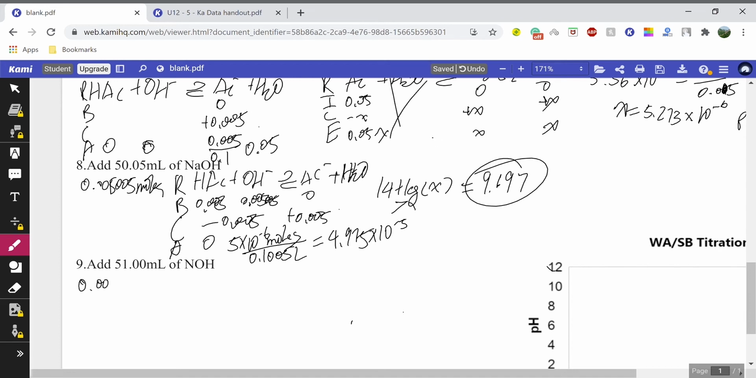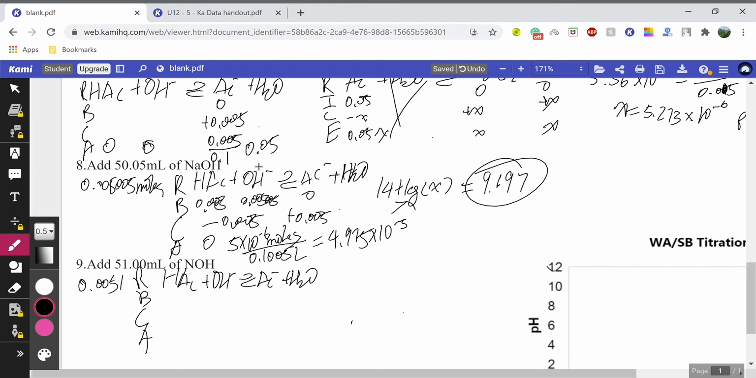Alright, finally, we have 51 milliliters. So this would be 0.0051 moles of base. HAc plus OH minus forms Ac minus plus H2O. And by the way, this step where you just take the moles of acid or base depending on what you're adding can only work when you have an excess of the base or acid you're adding. Otherwise, you're going to have to do the RICE chart or the HH equation using the acid and the conjugate base.